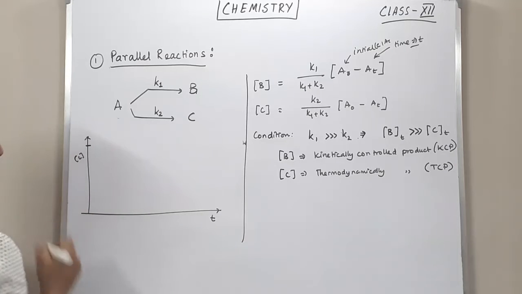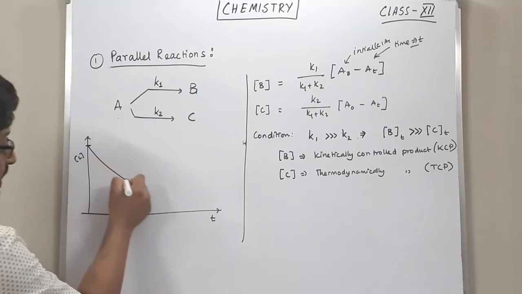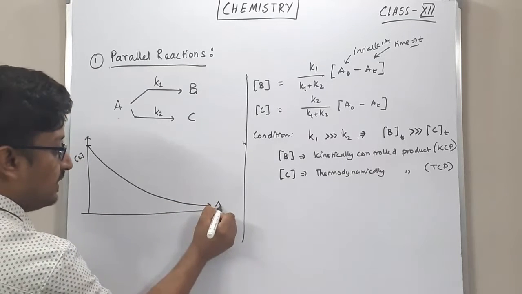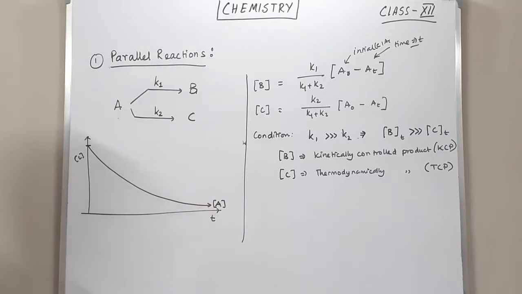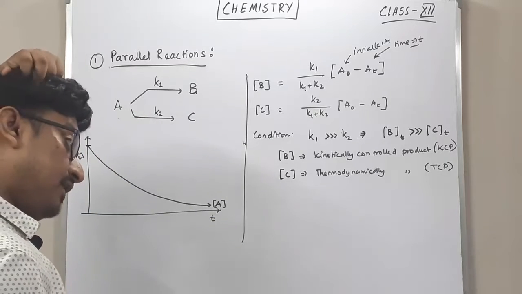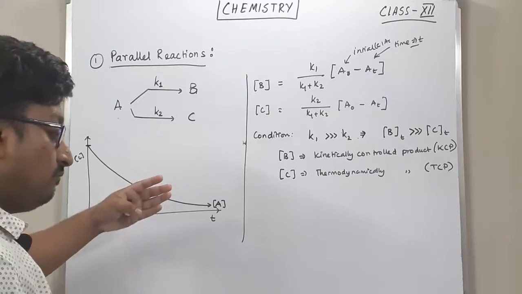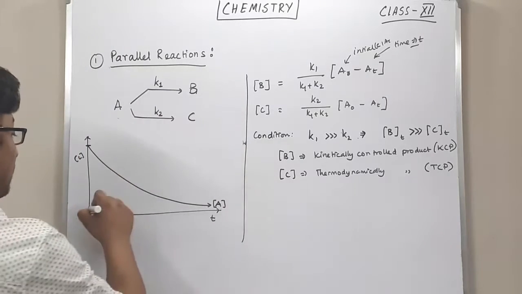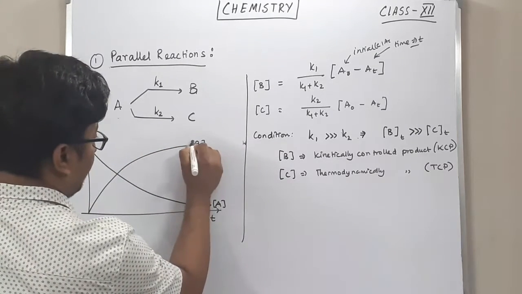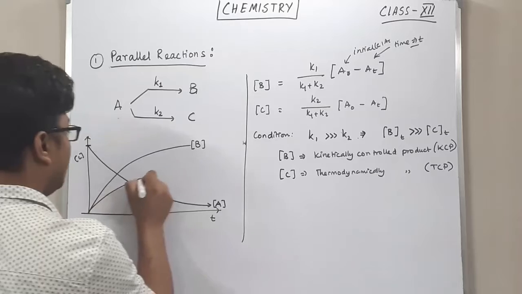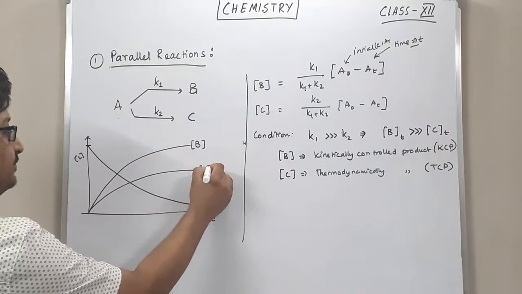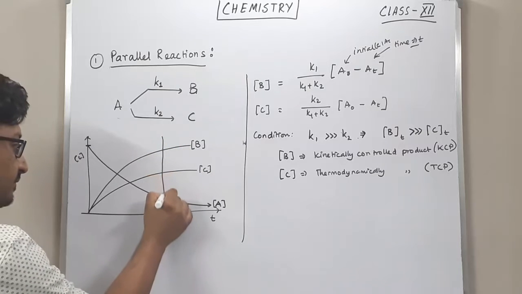A definitely will decrease. Concentration of A definitely will decrease. This is for the concentration of A, because it will decrease with time. Now, what about B and C? Now, since B is high, this will be B, and this will be C.